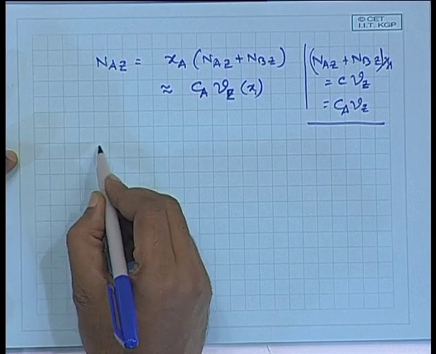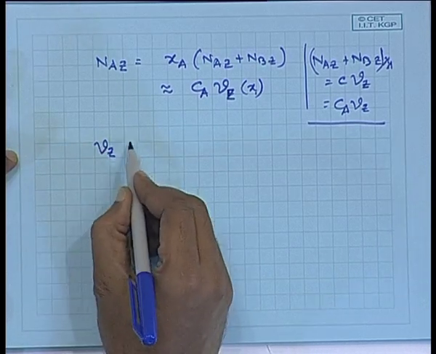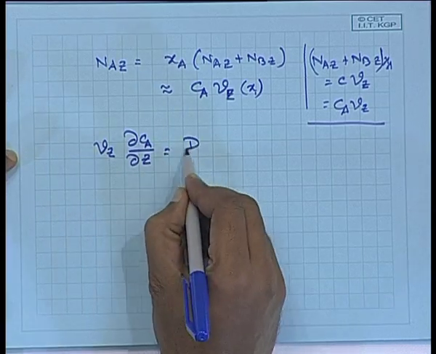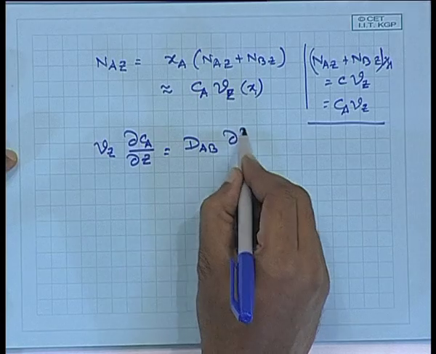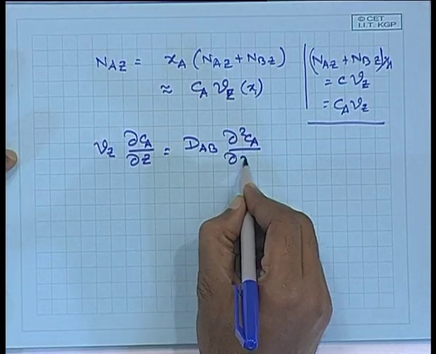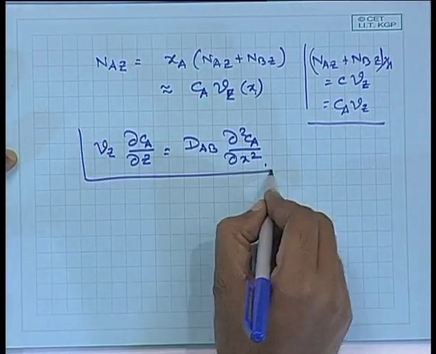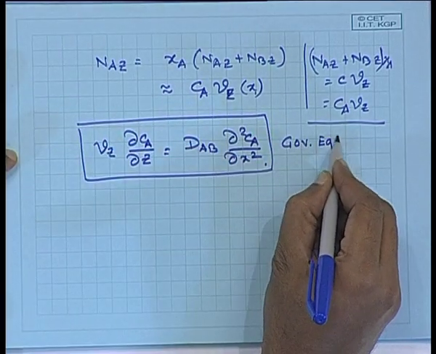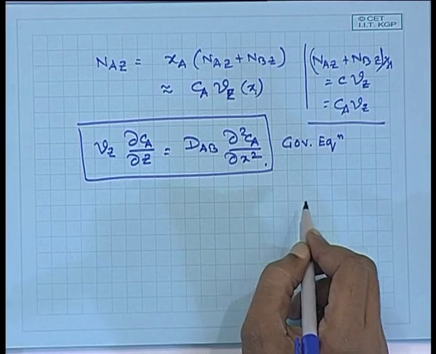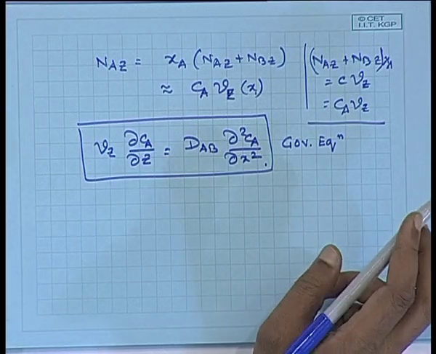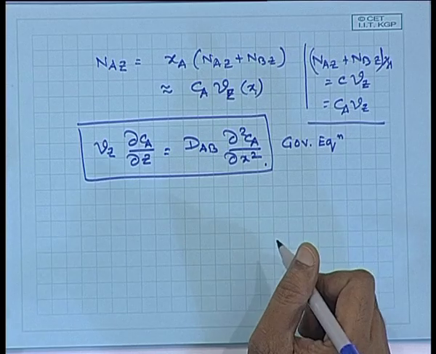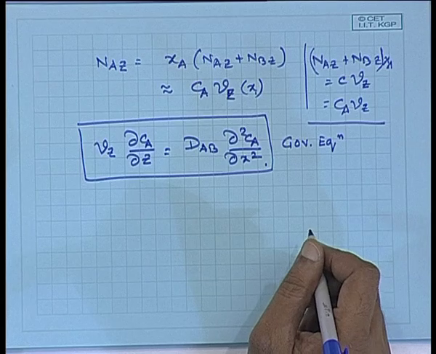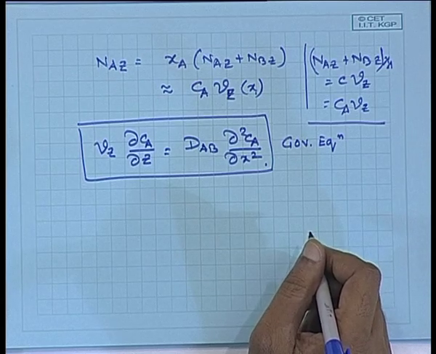The relation that one would get is Vz del Ca del z is equal to DAB del 2 Ca del x squared. This is the governing equation which one has to solve in order to find the concentration profile of A in the falling film as a function of x, z, DAB and the velocity with which the film is coming down.